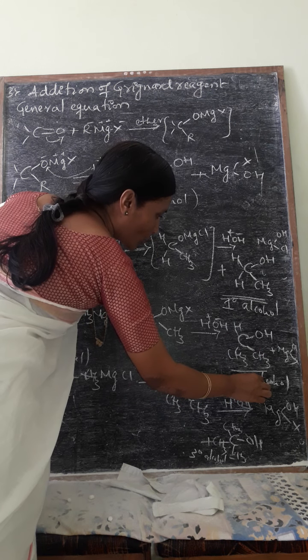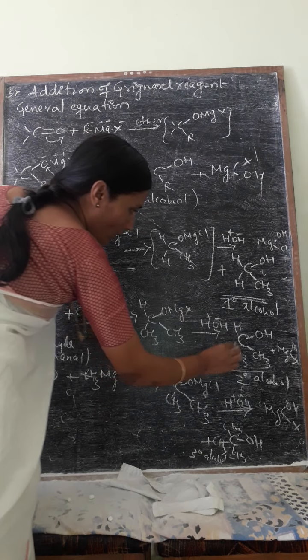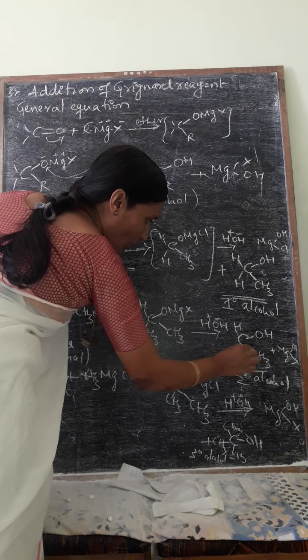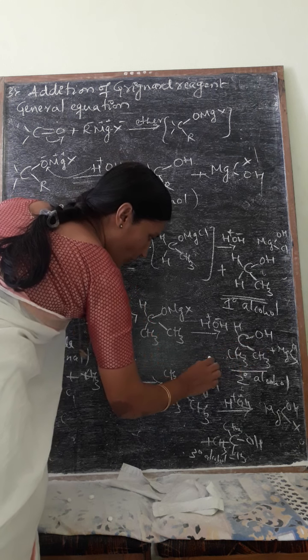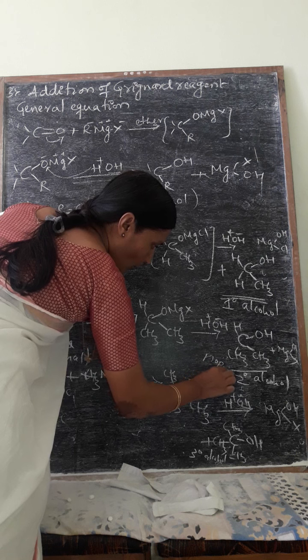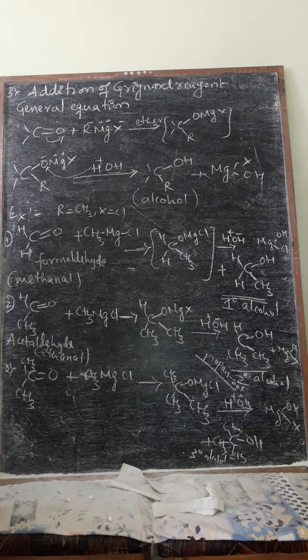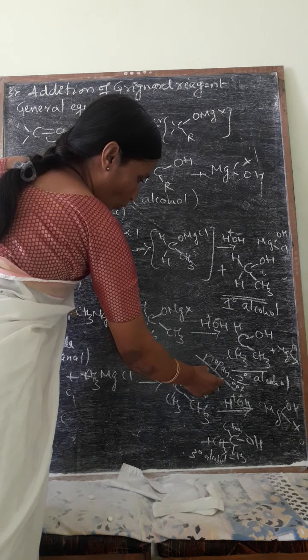Its name: how many carbon atoms are there in total? 1, 2, 3, with OH on carbon 2. Therefore its name is propan-2-ol. The IUPAC name is propan-2-ol, an example of a secondary alcohol. That means acetaldehyde is used and the product is propan-2-ol.